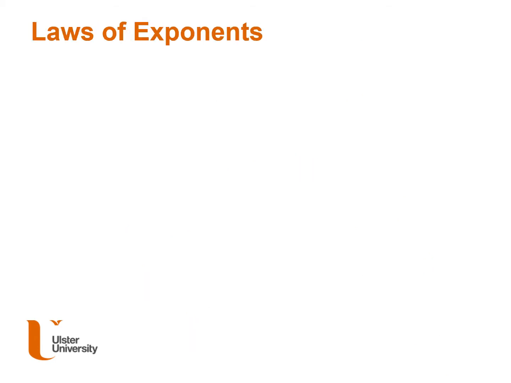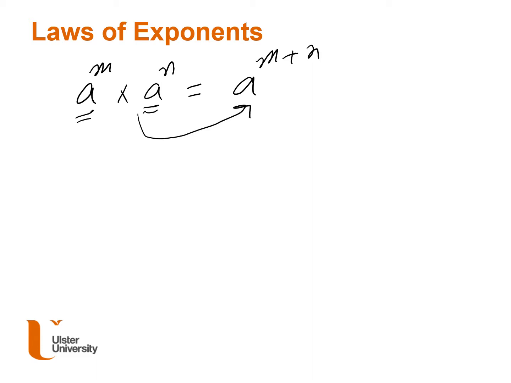Laws of exponents. When expressions with the same base are multiplied, the indices are added. For example, if we have a to the power m multiplied by a to the power n, it would be equal to a to the power m plus n. We can see that we have same bases here. When we have same bases, we can write one base and then the indices, the powers m plus n, are going to get added.